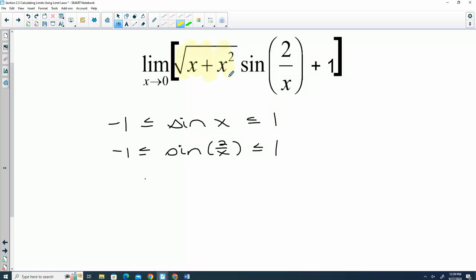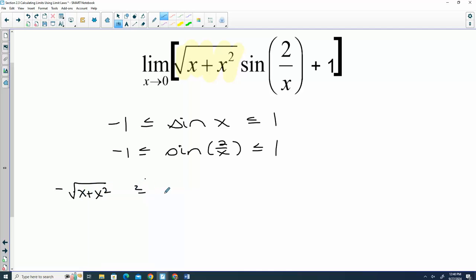Multiply by the square root of x plus x squared. And we can only multiply by it if we know that it's positive. It has to be positive because it's the square root. Are we doing anything with that plus 1? Not yet. So we're still in this term. So we multiply by this, and we get a negative square root of x plus x squared.